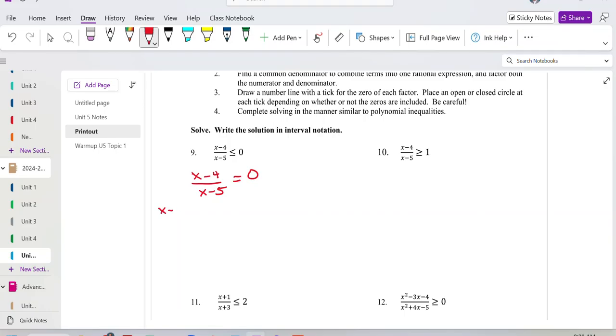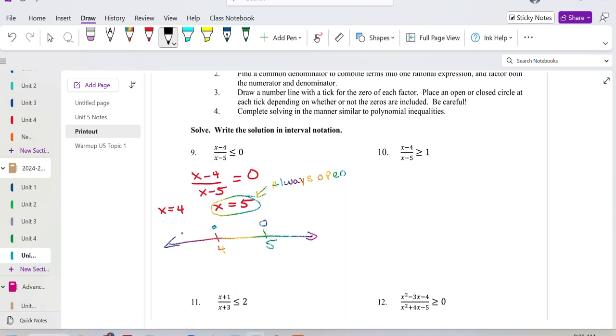So for the denominator, it's x equals 4. For the numerator, it's x equals 4. For the denominator, it's x equals 5. Right? So set the numerator and denominator equal to 0. Now remember, for the denominator, it can never equal 0. So this is always an open circle, even if it says less than or equal to, because the denominator can never equal 0. So when you put these numbers on the number line, you know that 4 is a dot, but 5 is an open circle.